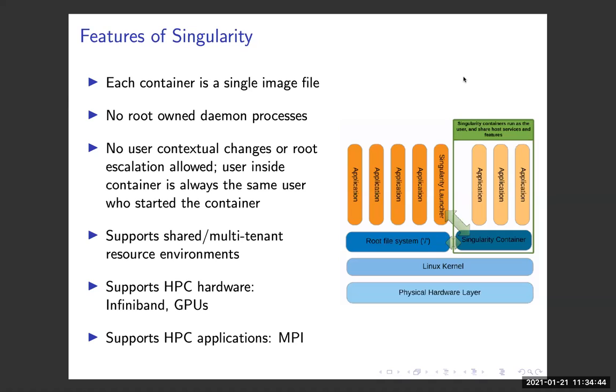It's actually read only once you build it, so it's sort of an immutable read only file that if you want to change it, you just build a new version of it. Right? Again, the security model. There's no sort of root owned processes, so there's no way for the user to change or escalate privileges to cause these security concerns that system administrators would be worried about. So it supports these shared multi-tenant resource environments that you find at HPC centers, right? And of course, as I mentioned, it supports things like InfiniBand, GPUs, and MPI.